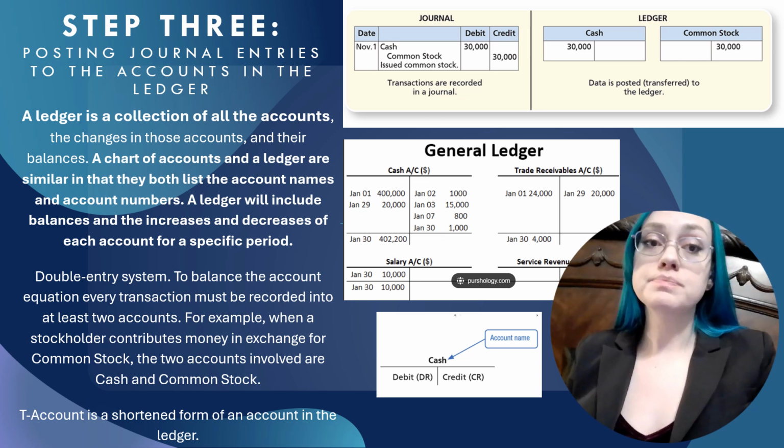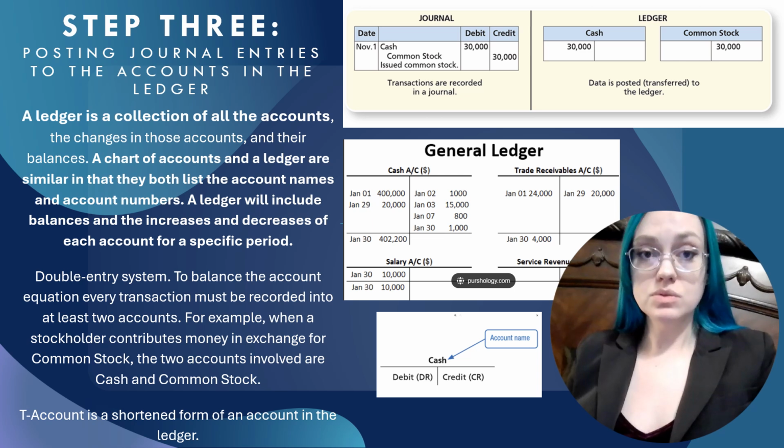At the bottom of the screen, you'll see the T account, which is a shortened form of an account in the ledger. The left side of the T account is called the debit side, and the right side is called the credit side. Most asset accounts have a normal debit balance. Dividends and expenses also have a normal debit balance because they subtract from the liability and equity side of the accounting equation. All other accounts on the liability and equity side will have a credit balance.